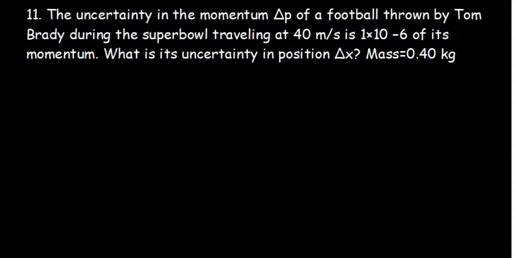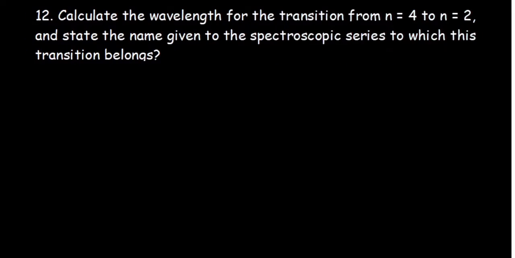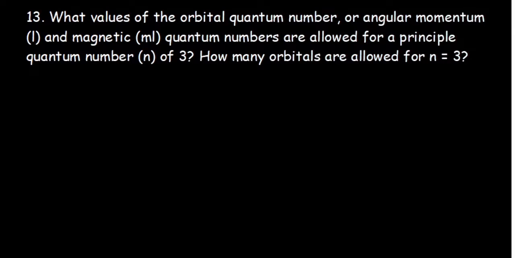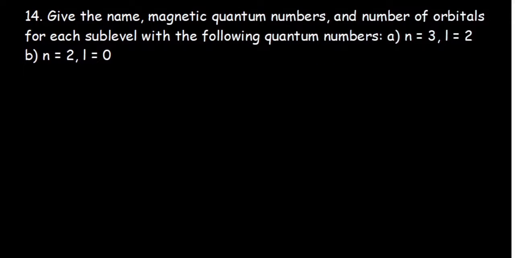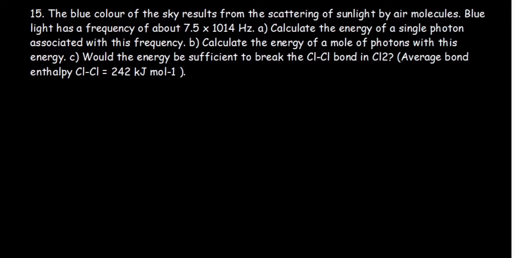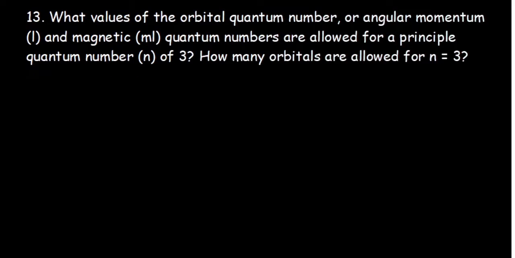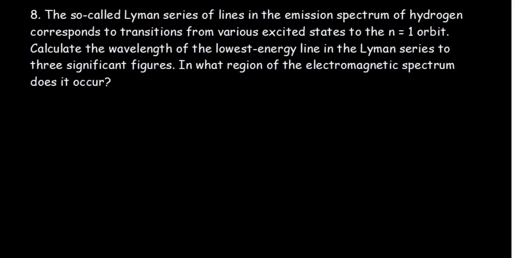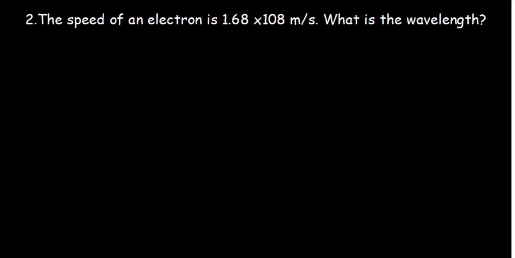Question 11 is from Heisenberg's uncertainty principle. Question 12 is transition. Question 13 is quantum numbers. Question 14 is quantum numbers. Question 15 is coming from energy of a photon. So these are the questions that are going to help us understand the different questions that you may be asked under atomic structure. So let's get started.